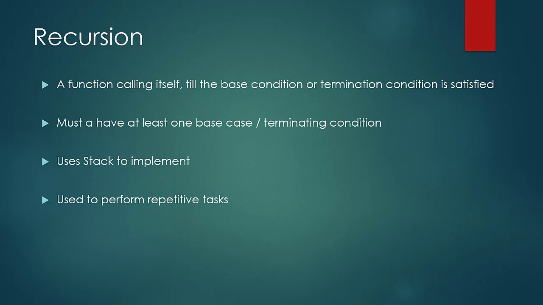Now, each and every recursion should have at least one base condition, or base case, or terminating condition. If there is no base condition or terminating condition, then the function calling itself will be executed an infinite number of times. To stop that, we are going to put the base condition. So each and every recursion must have at least one base case or terminating condition.